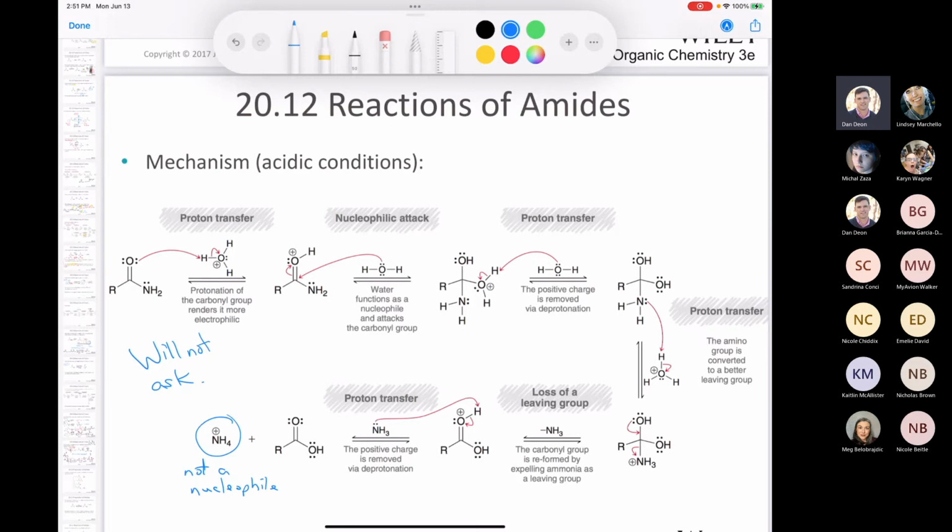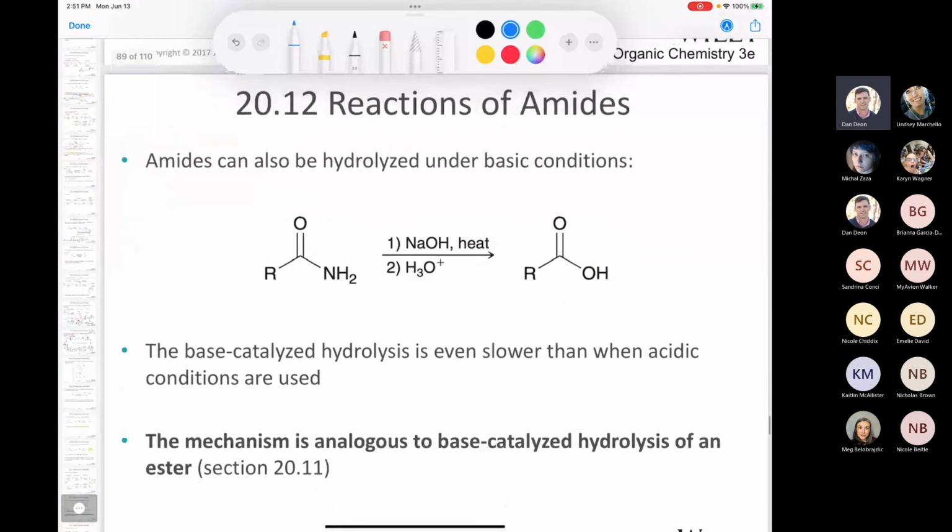Anyhow, that's enough about that. What else? Hydrolysis of an amide in base can be done. But check this out. Even worse, it says even slower than in acidic conditions. It does work. You can do it, but it is very sluggish chemistry. And of course, after the first step, you don't get a carboxylic acid because you're in base. You end up with a carboxylate. And then after the second step, you treat it with acid, and that's what converts it to the carboxylic acid.